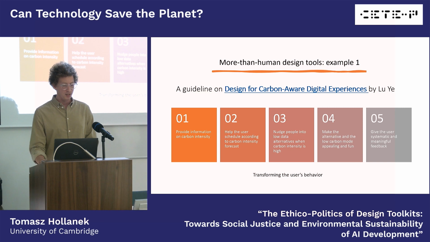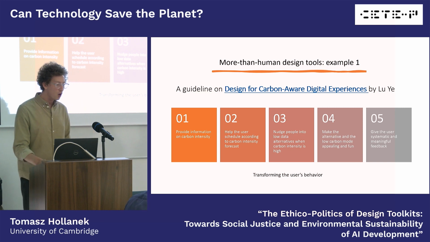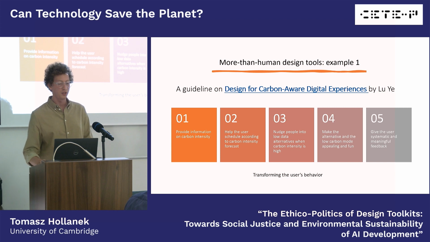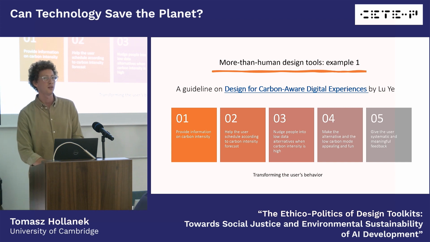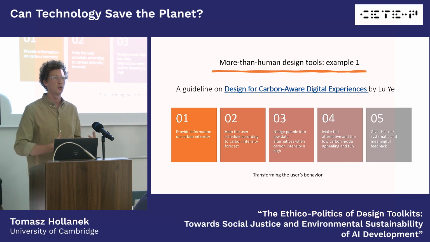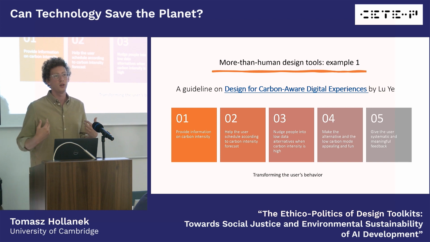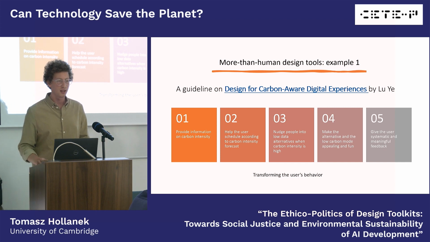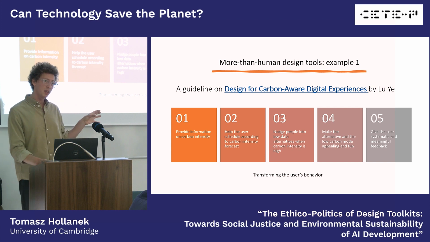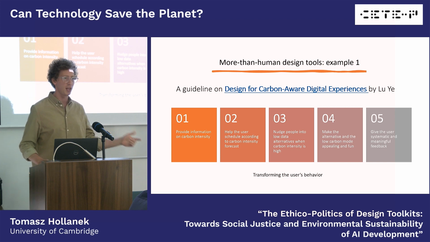The first one is a guideline on design for carbon-aware digital experiences by Louis. And this is an example of a tool that is meant to help designers design in a way that encourages the users to attune to non-human rhythms. So it's not about awareness only, but it's also about helping us live in a way that is more in line with other species and the environment as a whole. So this first type of toolkit is about transforming the user's behavior specifically.